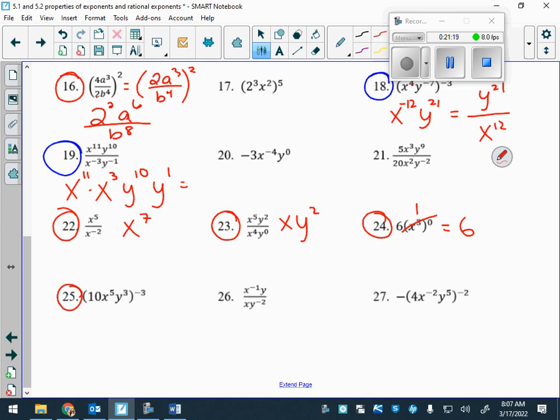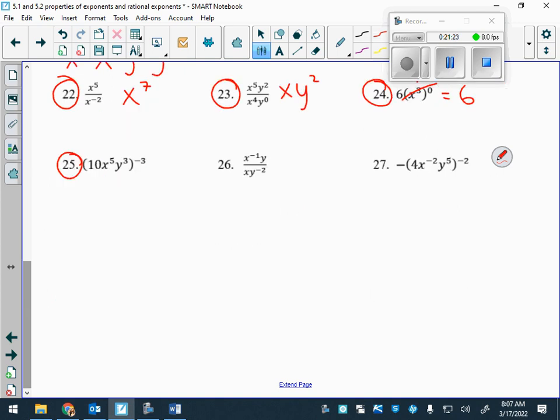And then 25, okay? Remember, each piece is being raised to the negative third. So you have 10 to the negative third, x to the negative 15th, y to the negative 9th. So all three of these are going where?